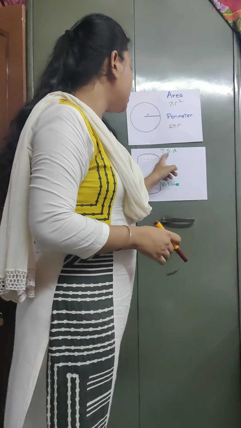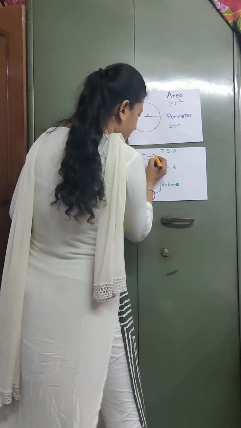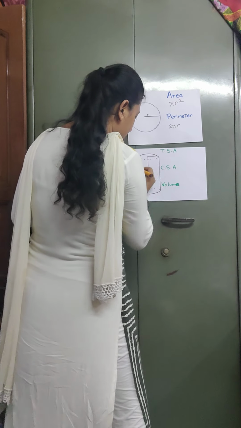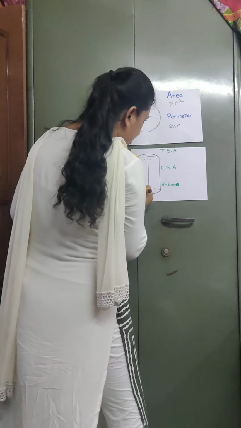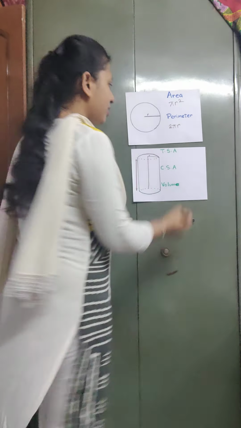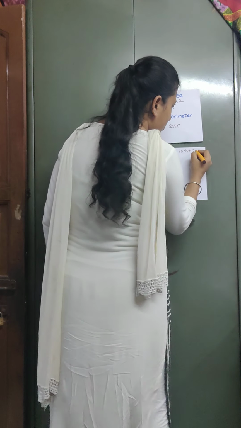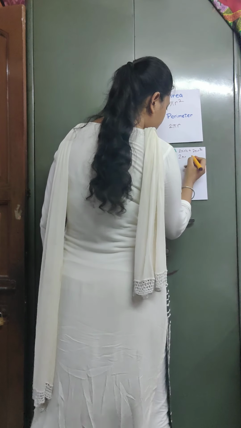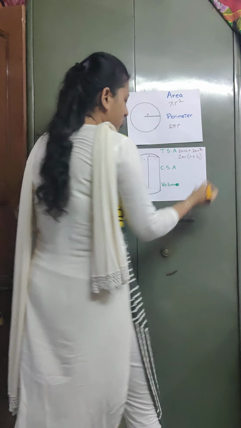So the total surface area. The total surface area means radius, height, and length. So the total surface area is 2 pi r h plus 2 pi r square. So 2 pi r into r plus h.